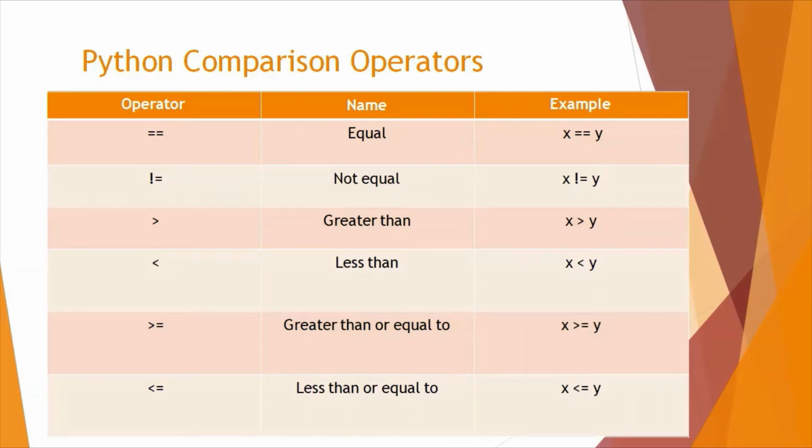Secondly, we have the Python comparison operators. We have double equals, which is equal to; it checks if x is equal to y. We have not equal, x is not equal to y. We have greater than, x is greater than y. We have less than, x is less than y. We have greater than or equal to, which checks if x is greater than or equal to y, and less than or equal to, which checks if x is less than or equal to y. So let's have a look at all of them in our Python.